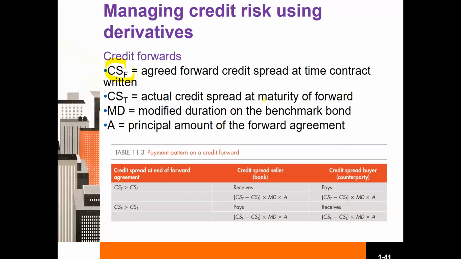Now, 5% is the triple B bond, and 3% on the treasury, and the spread is 2%. Okay. Now, what is this? This is the agreed forward credit spread at the time the contract is written.